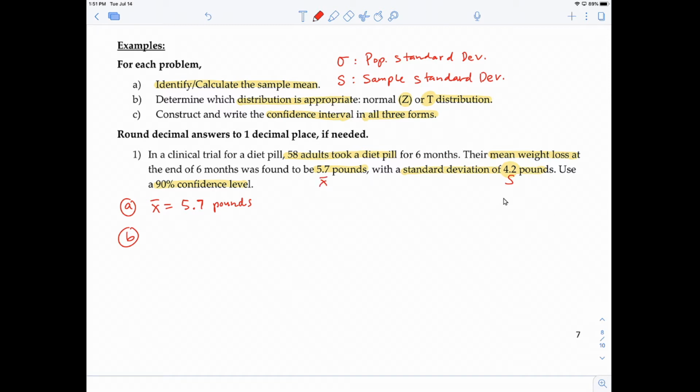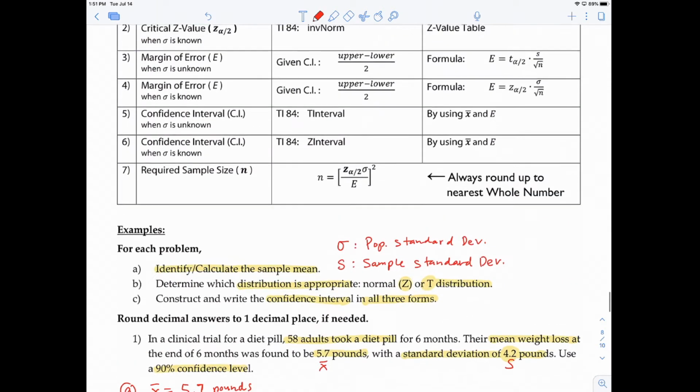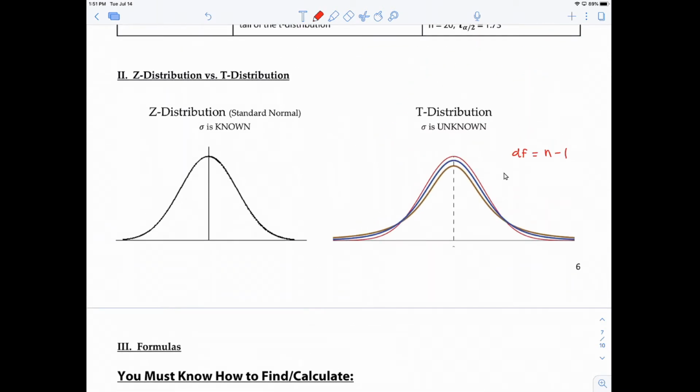A lot of students make the mistake of seeing the words standard deviation and assuming it's the population standard deviation. It's not. In this problem, it's lowercase s, the sample. Okay, so now we know that we're in the t distribution. Again, if sigma is known, we're in the z. If sigma is unknown, we're in the t. And usually we know that sigma is unknown if s is given. That's usually the case.